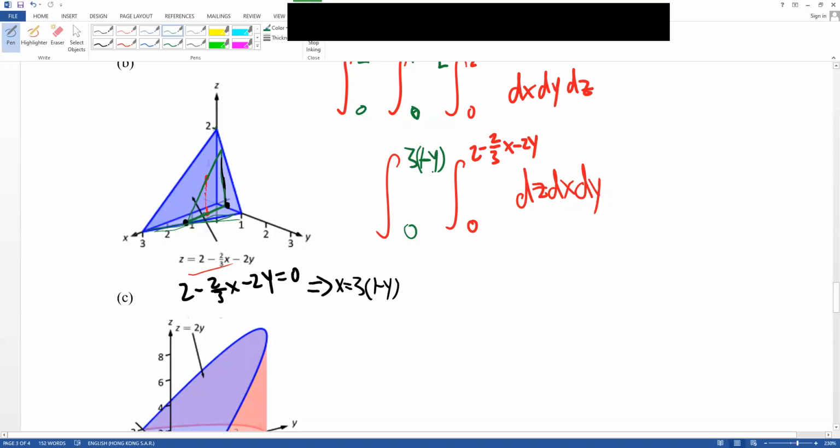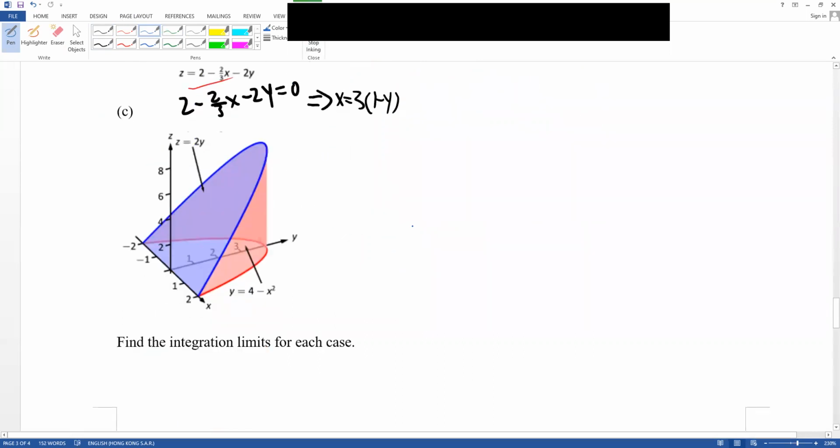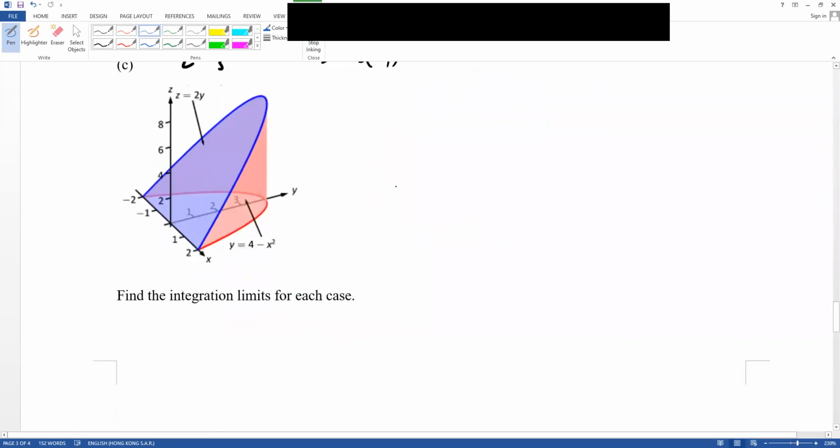So finally, I'm going to integrate over y, right? So I need to know the y position of this point and this point. And that is just from 0 to 1. So that's the second, the part B. Okay, so part C. Okay, so the last one.